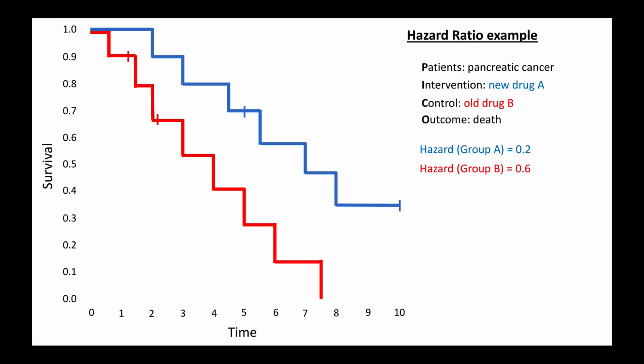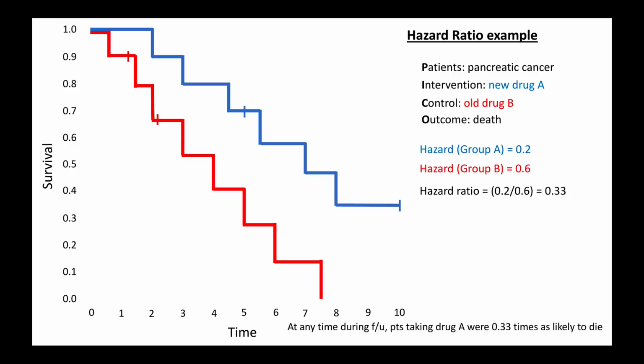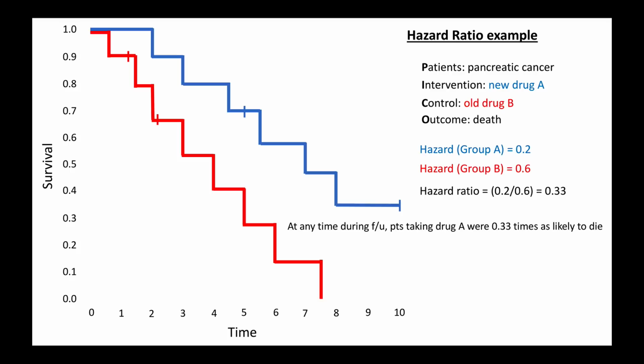The hazard in group B is 0.6 as a proportion or 60 as a percent. This just means that at any particular point in time during the study, the instantaneous risk of death in the control group is 60%. And a hazard ratio is just that, a ratio of hazards. And so we got 0.2 over 0.6, which gives us 0.33. And what does that mean? How do we put that into English? So at any time during follow-up, patients taking drug A were 0.33 times as likely to die, or they had a 33% proportional risk of death compared to patients in group B.